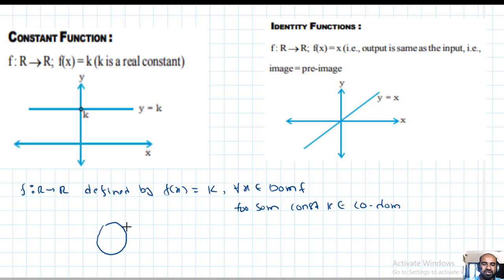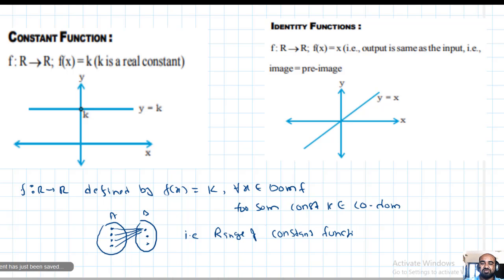So I want to write it in a Venn diagram. All these elements are paired with only one element. All these are paired with only one element. That is the range of a constant function, which is a singleton set. So this is important: the range of a constant function is a singleton set.